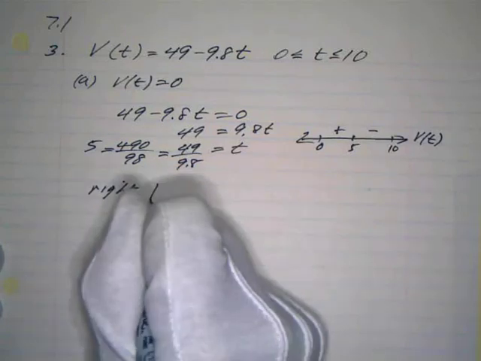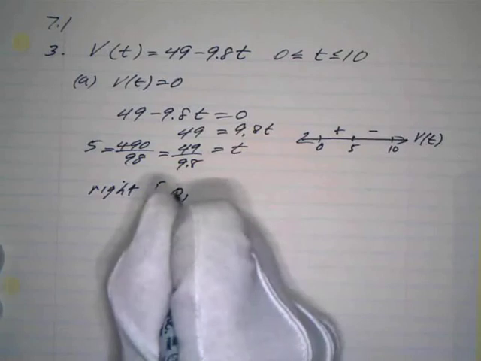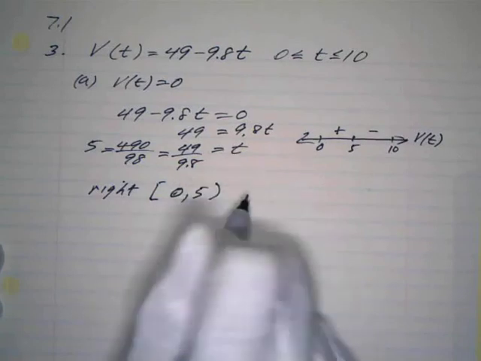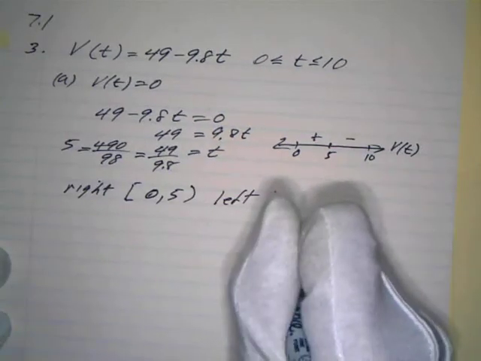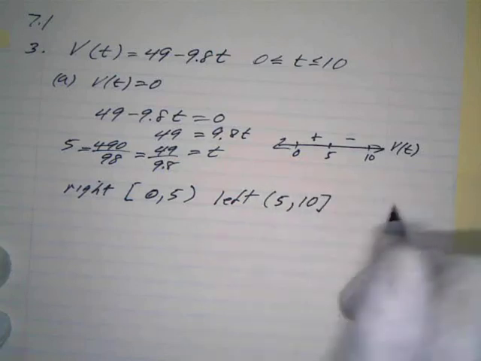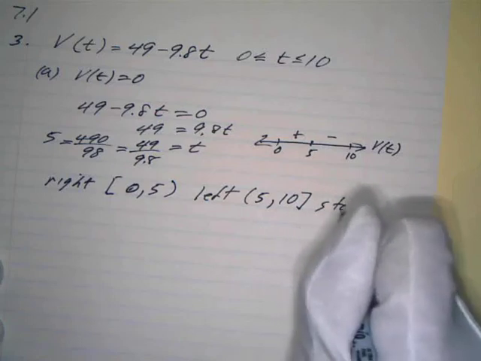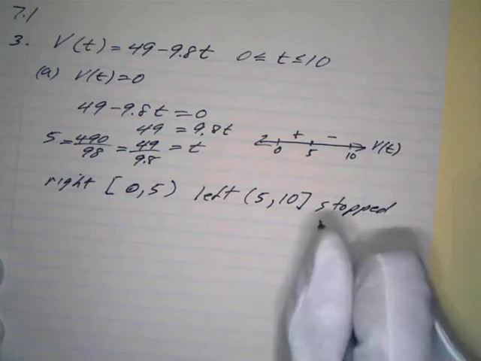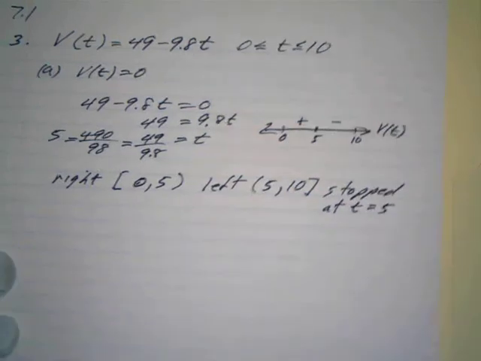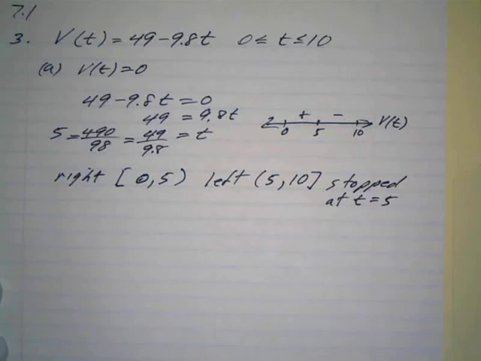So I'm going right on this interval from 0 to 5. And I'm going left on this interval from 5 to 10. And I've stopped when the velocity is 0. So that's at t equals 5. Okay. So that's the B part. I'm sorry, that's the A part. Let's go to the B part.